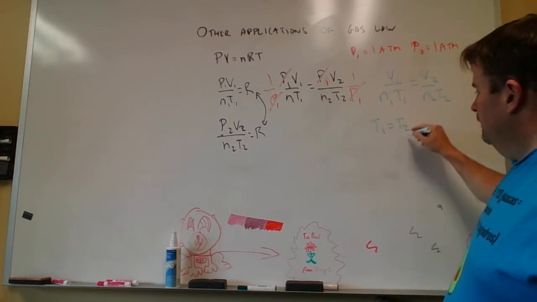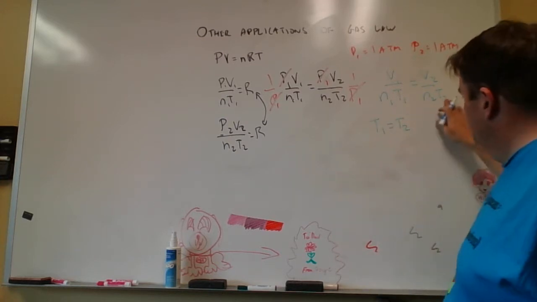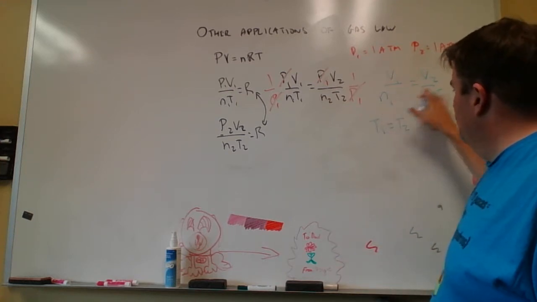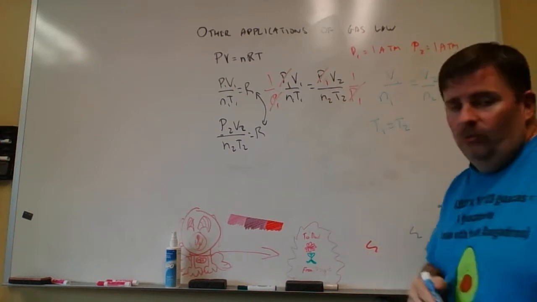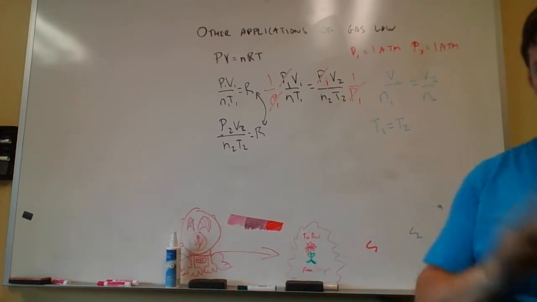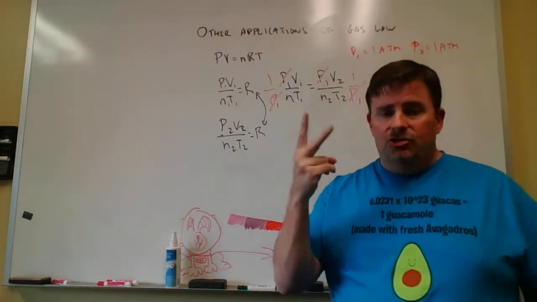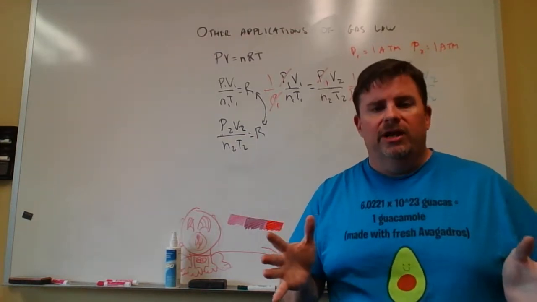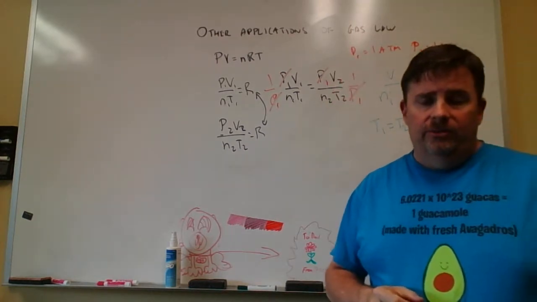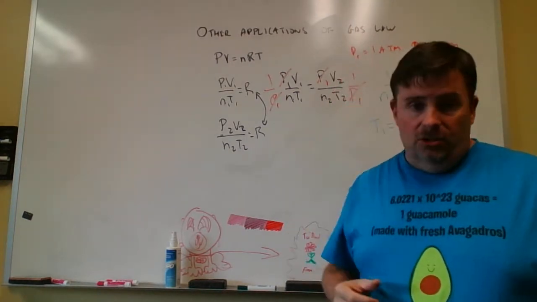If I control another variable, like I keep the temperature constant, if T1 is equal to T2, then T2 is equal to T1, so the temperature is constant on both sides. That means I have a relationship now between V1, n1 and V2, n2. And this goes for any variables that I have in the system. If I constrain two variables so that they're equal on either side, I can form a relationship between any of the variables that are set up in the gas law.